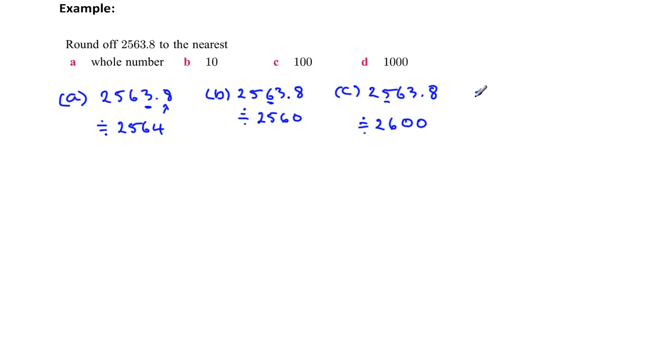And finally, to the nearest 1,000. So we've got 2,563.8. There's the number there that we're looking at. So the second number is a 5. The convention says then that this becomes a 3. So there's the number that changes, and the rest become 0 values. So it's approximately equal to 3,000.